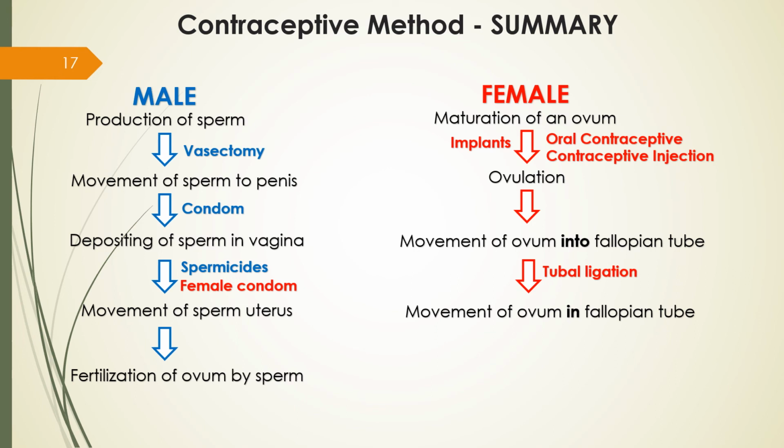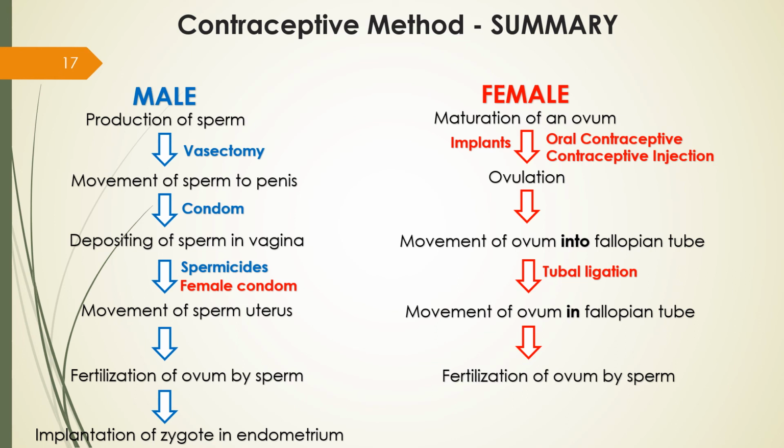Now, once you have the sperm in the uterus, is there anything I can do to avoid the fertilization? No, okay? Once I have the ovum in the fallopian tube, can I do something to avoid the fertilization of the ovum by the sperm? No, okay? Once the sperm is over there, they will fertilize the egg.